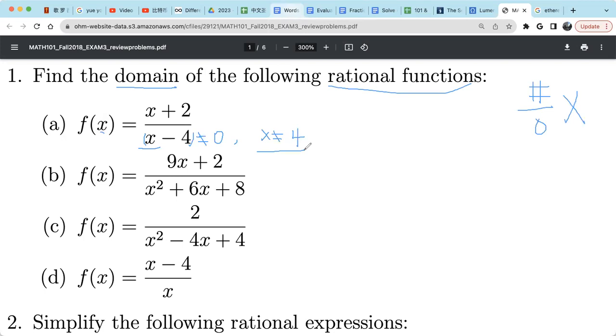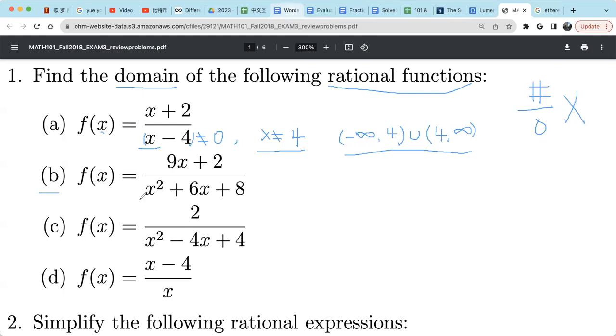And sometimes we want to represent the domain in interval notation. So that means it can be any number from negative infinity up to 4, but not including 4, we use close parenthesis, union starting from 4 up to positive infinity. So this notation means x can be any real number, just not 4.